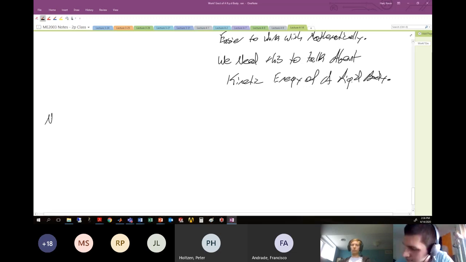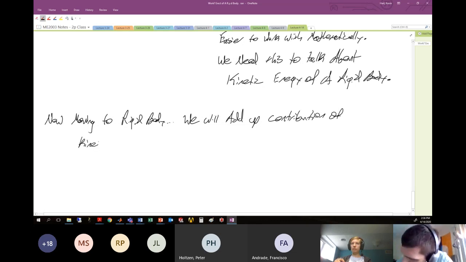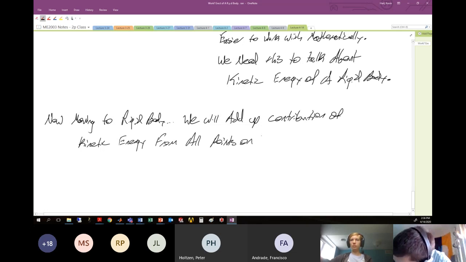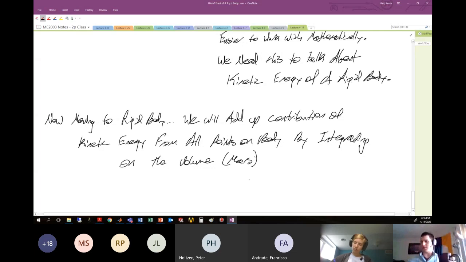So now moving to rigid body, we will add up the contribution of kinetic energy from all points on the body by integrating on the volume, or on the mass if you like. We're actually going to be integrating on the mass, but it's related to volume through density, so same difference.